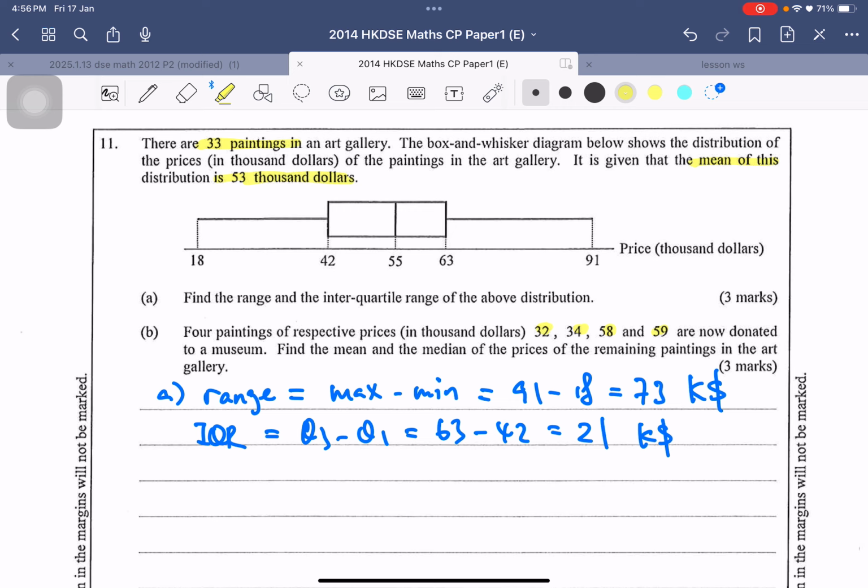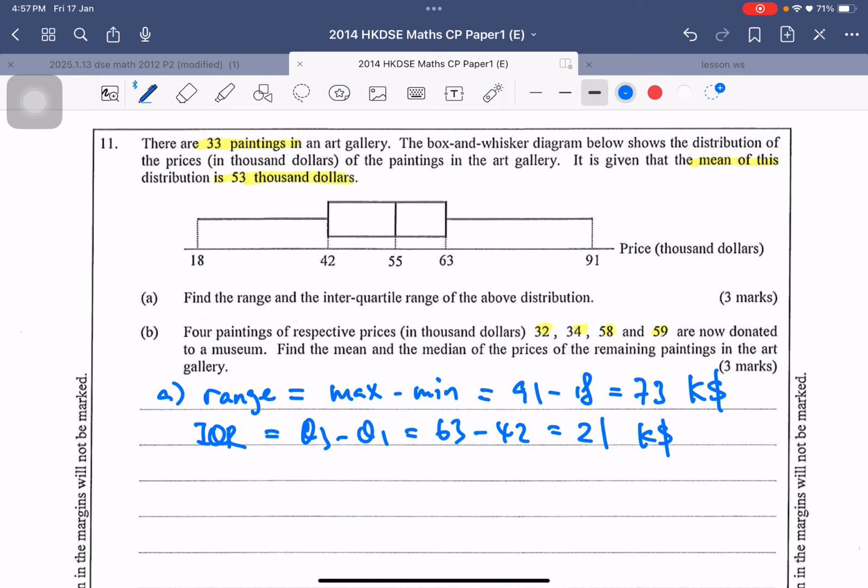So 4 paintings are now donated to a museum. This is an art gallery. You donate to a museum. If the question said these 4 paintings are now donated to the art gallery, then it's going to be 4 more data in. Understand? So be careful of the words that they're using. Sometimes it's confusing. So now we are removing this 4 data. So what is the total frequency now?